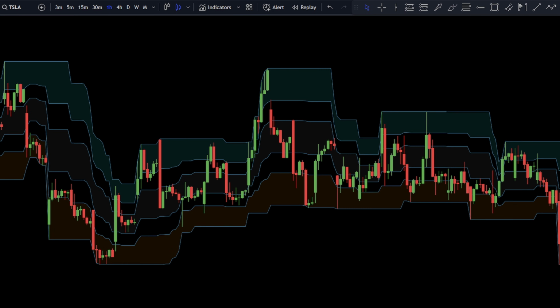Now let's take a moment to review some examples of invalid signals so you can understand what to avoid when using this indicator. When the Fibonacci zone's indicator shows the channels moving sideways instead of forming a clear upward or downward slope, it indicates a ranging market.